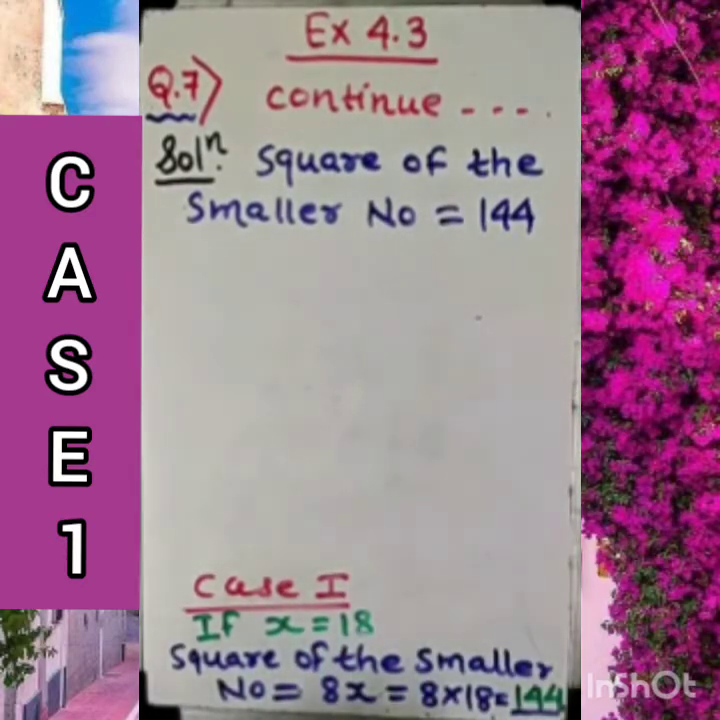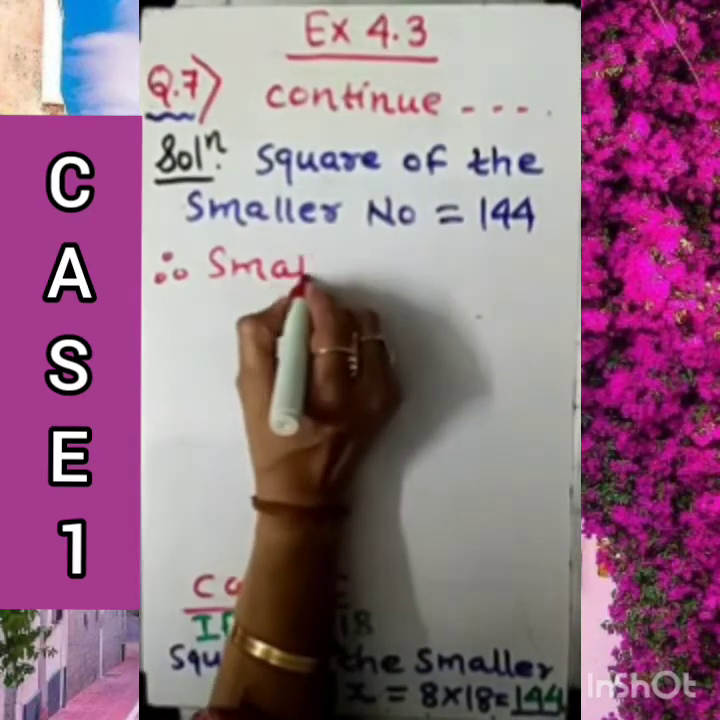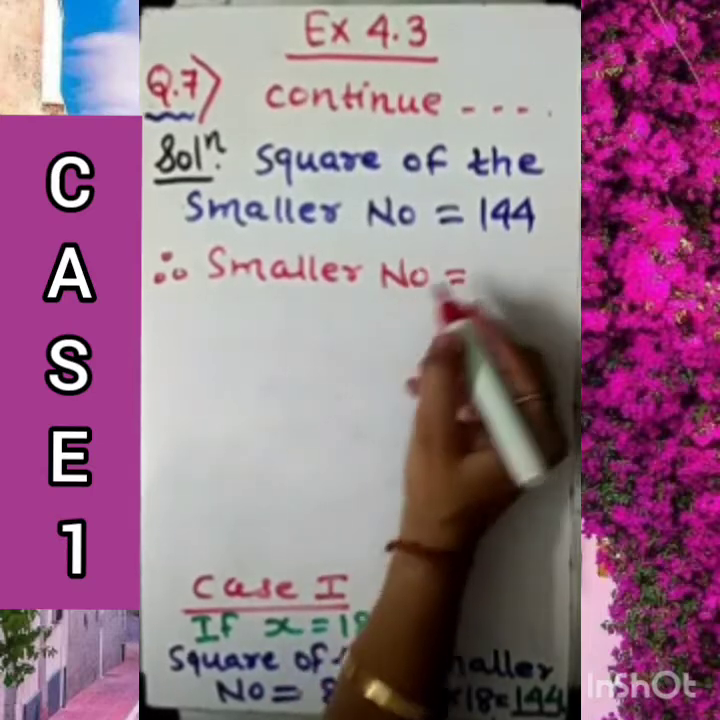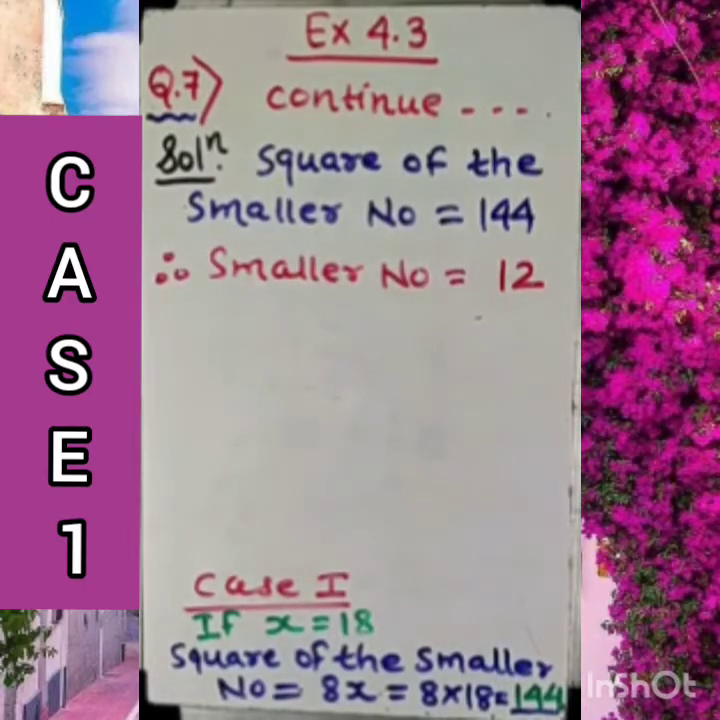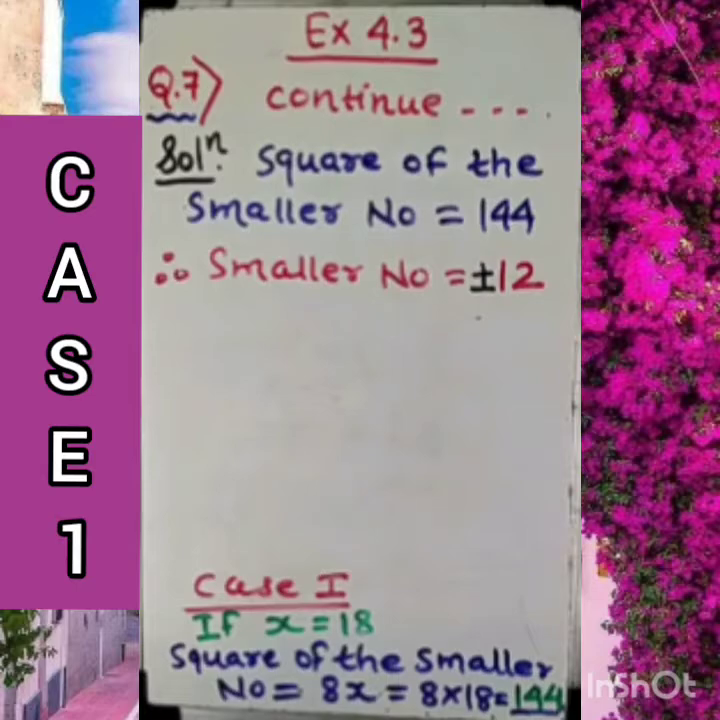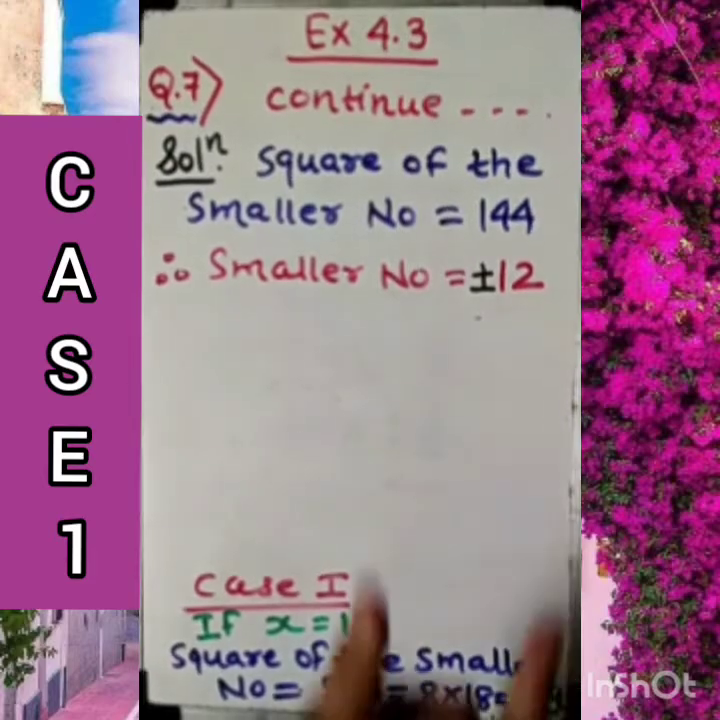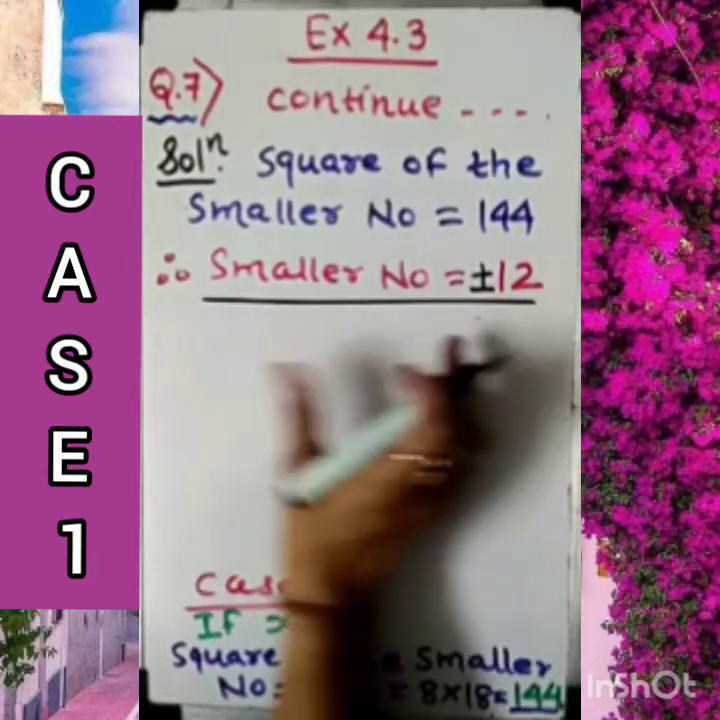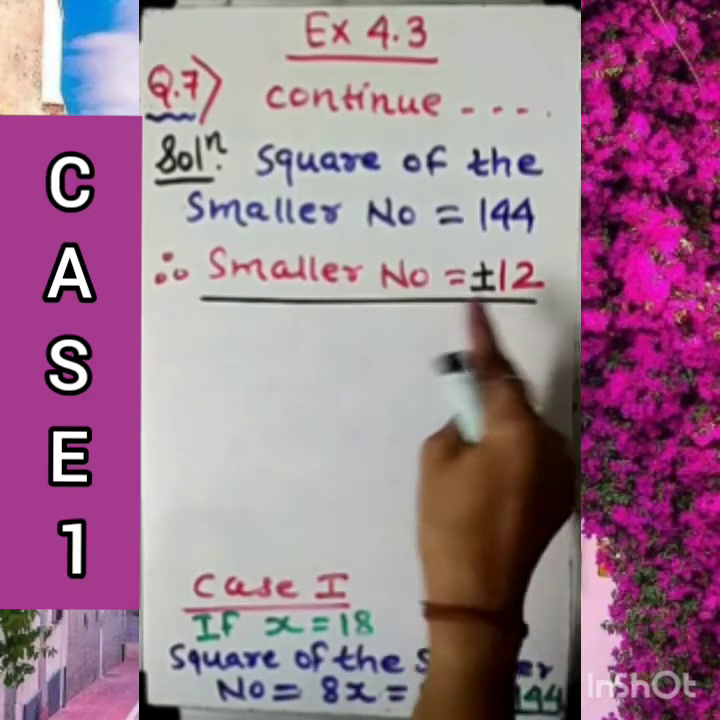But dear student, we know that square of the smaller number is 144. So what will be the smaller number? Therefore, smaller number is... Now dear student, 144 is a perfect square of 12. But dear student, be careful. It can be a perfect square of a negative number also, because we know that minus 12 square is also 144 and plus 12 square is also 144. Then again here two options are there. Smaller number can be positive 12 and smaller number can be minus 12.